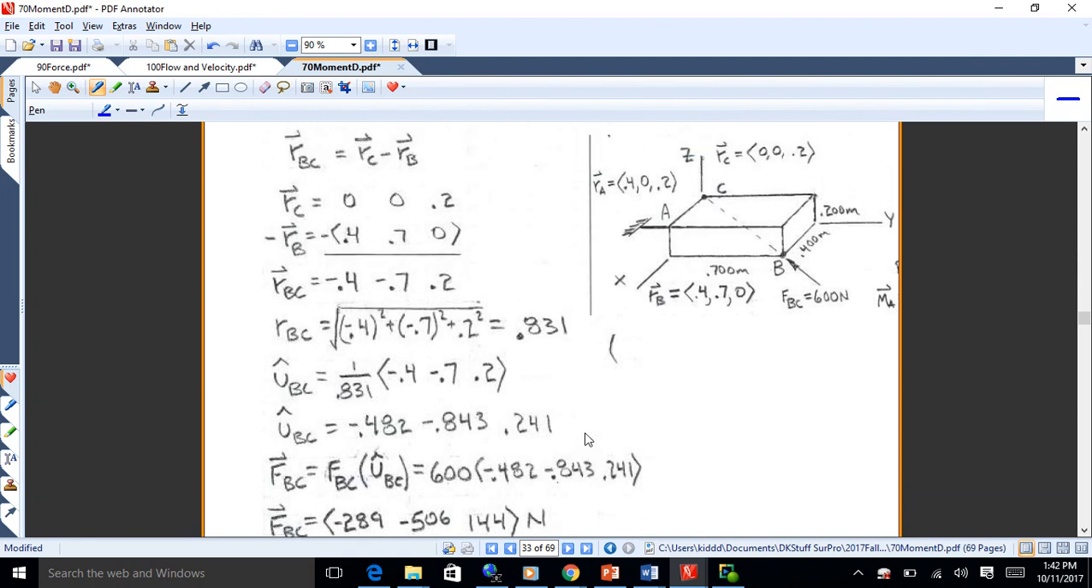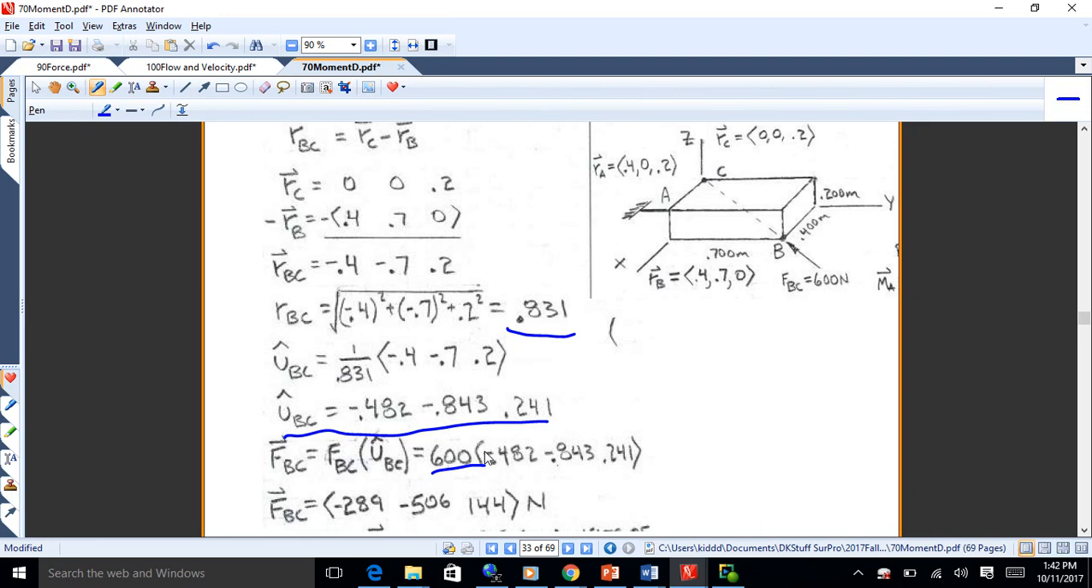Now, the first thing I want to do is get a force vector for the force that goes from B to C. It's got a 600 newton magnitude, and it goes from B to C. The coordinate of C is 0, 0, 0.2, and the coordinate of B is 0.4, 0.7, 0. So I'll take C and subtract off B, and I'll get negative 0.4, negative 0.7, and 0.2. Take the square root of the sum of the squares, I'll get 0.831. Divide through by that, I'll get the unit vector, factor it up by 600, and I get the force vector. So the force from B to C is negative 289, negative 506, and 144. That's a process that I hope you know by now. If you don't, definitely figure it out soon. So are we okay with getting a force vector out of that?